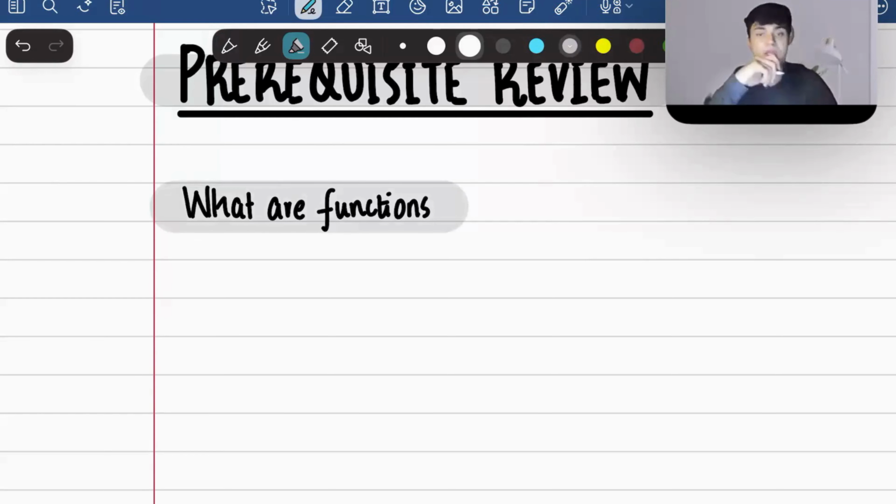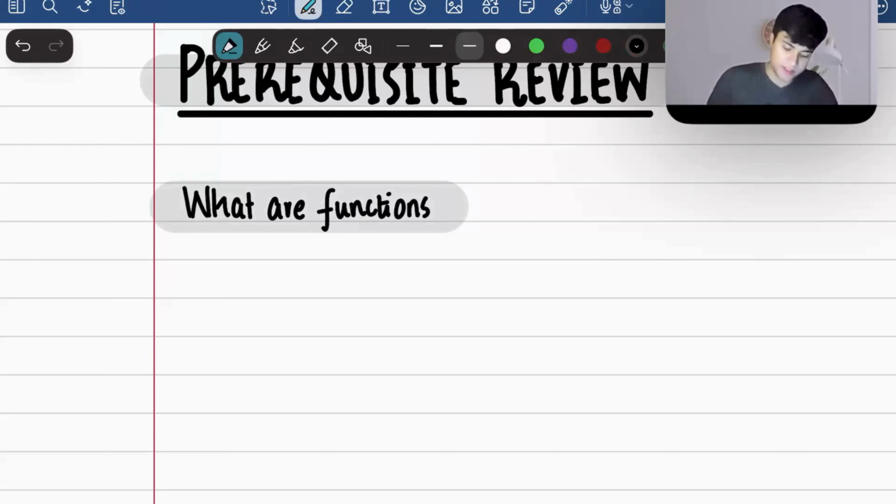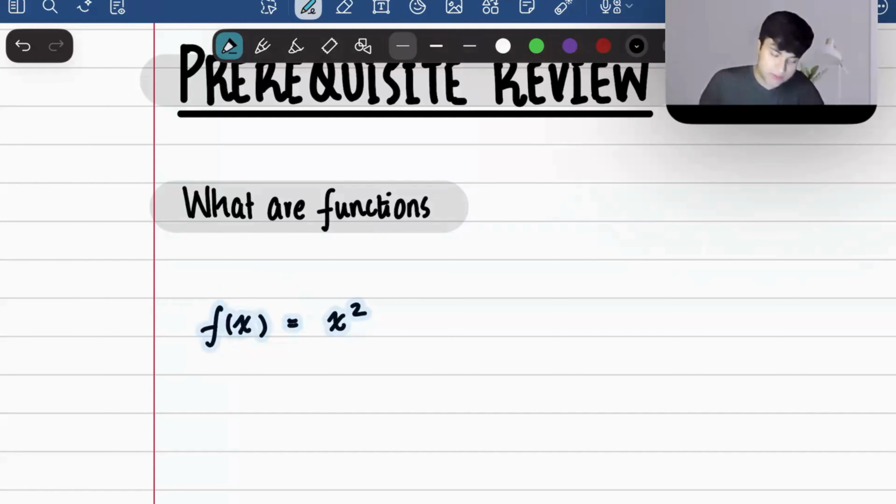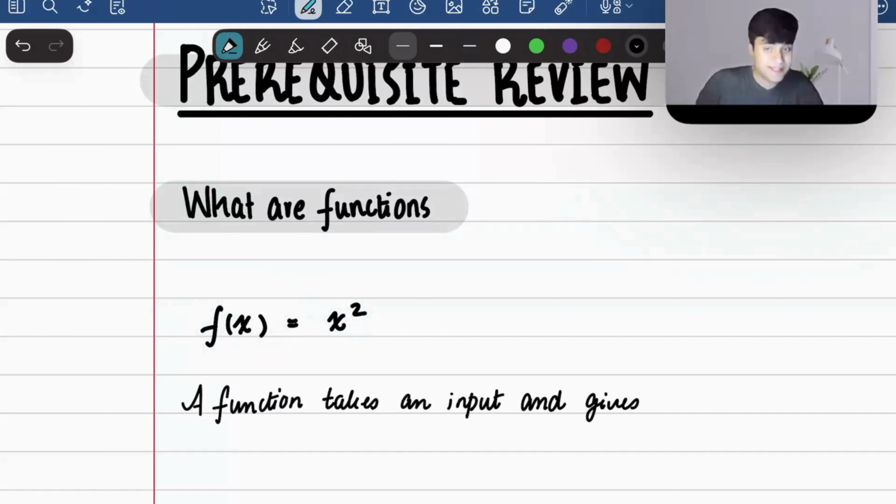Now, let's say I have something like this: f of x equals x squared. This is a function. Why? Because this is f of x. A function is basically something that takes an input and gives exactly one output.